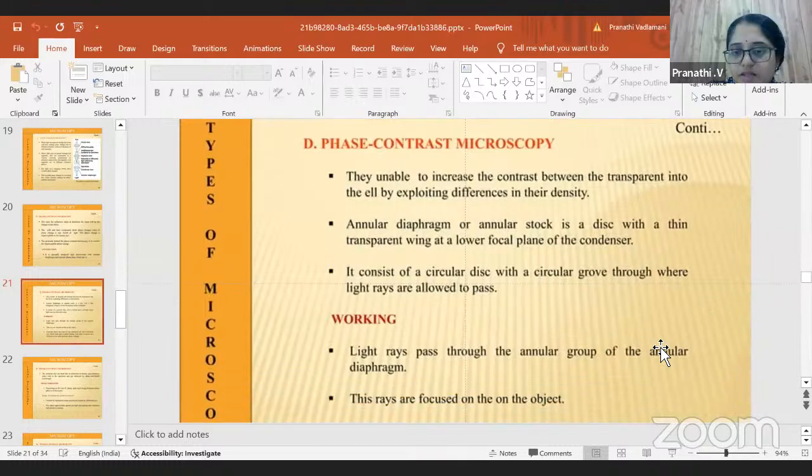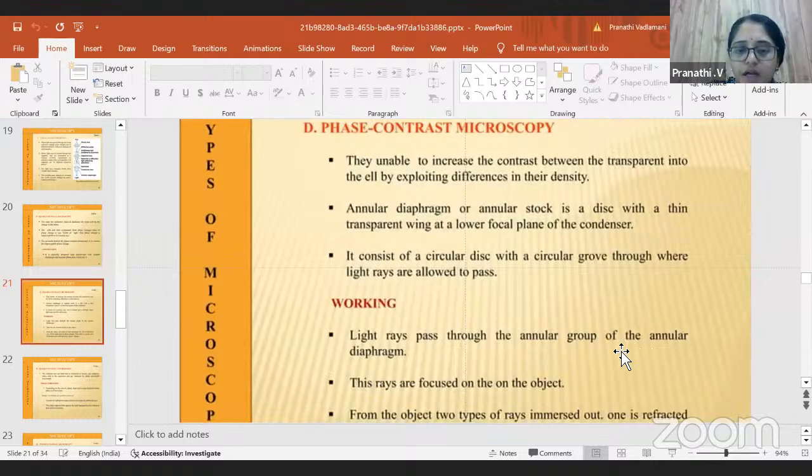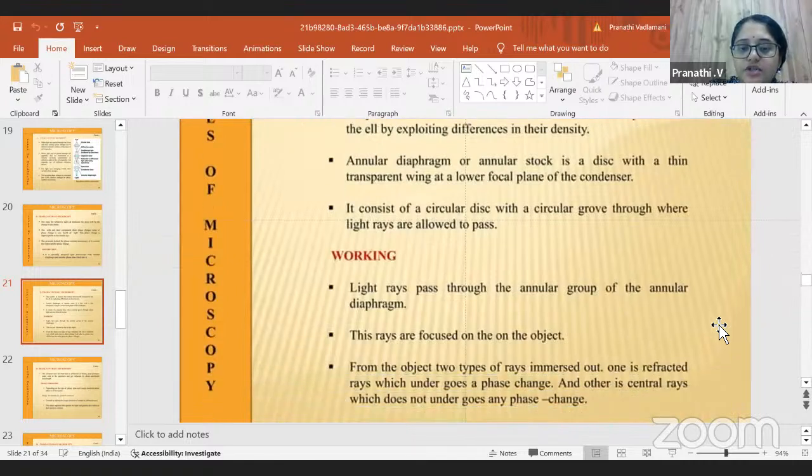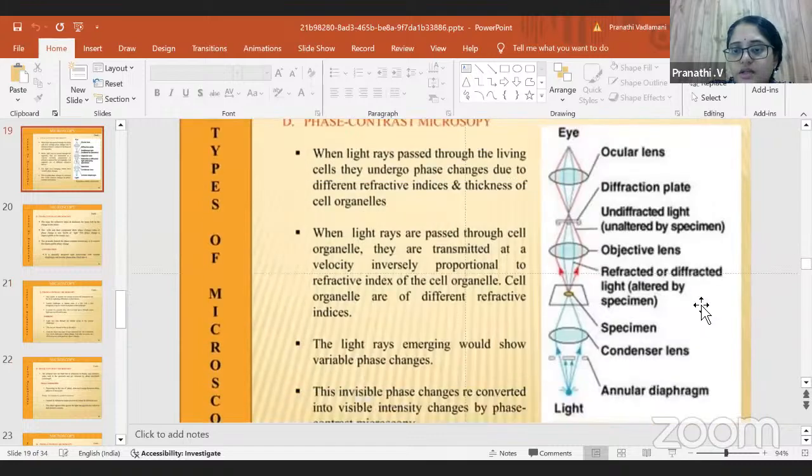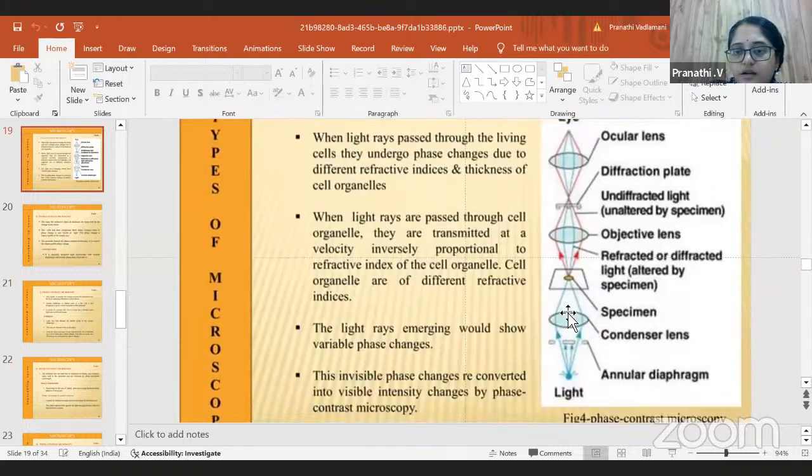The light rays pass through the annular group of the annular diaphragm and these rays are focused onto the object, and then two rays emerge. One is the refracted ray that undergoes a phase change and the other is the central ray which does not undergo any phase change. You can just see here. Refracted rays are coming out and the central rays. These central rays do not have any phase change.